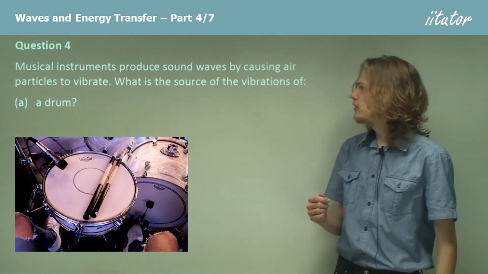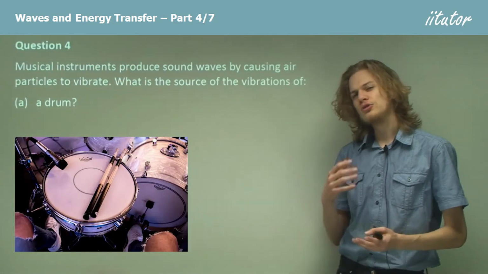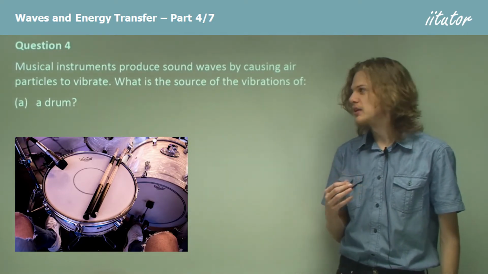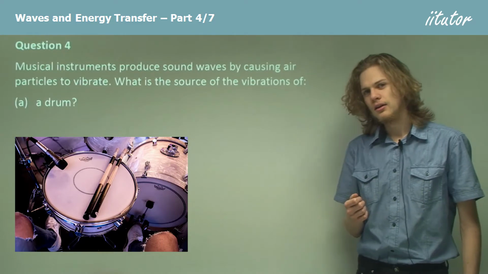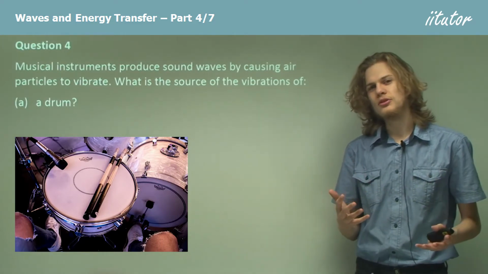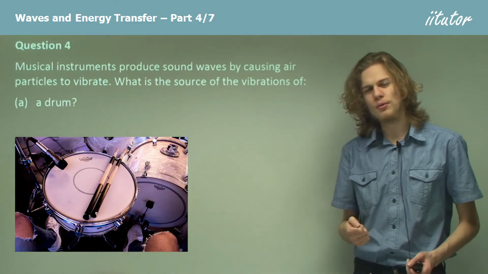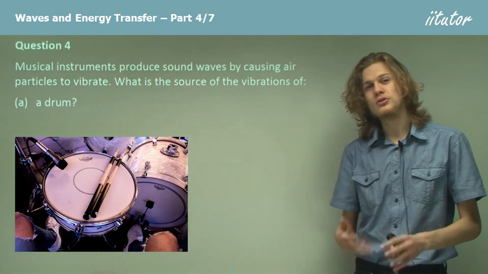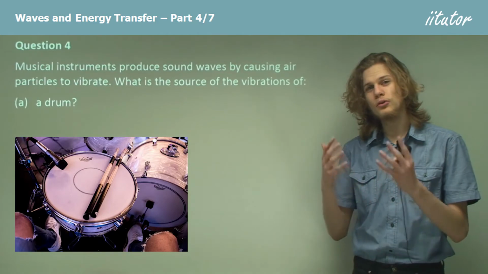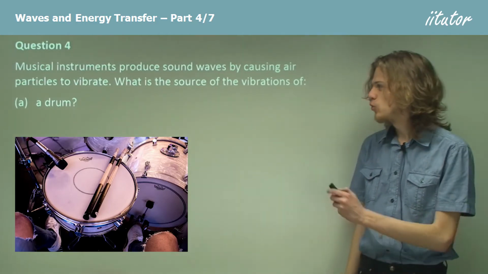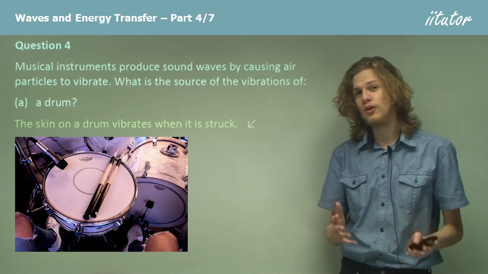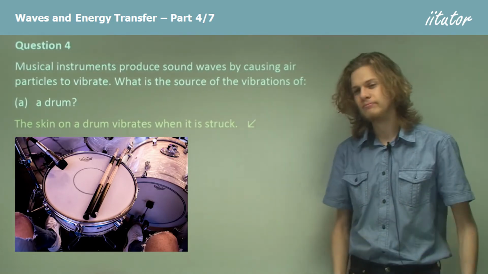Musical instruments produce sound waves by causing air to vibrate. Now, what is the source of the vibrations in a drum? Drums, of course, are instruments that must be struck in order to produce vibrations. When we strike a drum, that means that the skin on the top of the drum starts vibrating, and this is what produces the sound. So in this case, it's the vibrating skin of the drum which produces sound waves.